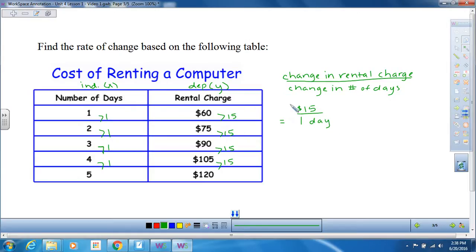Okay, so my rate of change, we can write it like this, and I think it makes sense to write them as unit rates. So 15 over 1, keeping it over 1. Or we could say it increases by $15 a day. So what we have is good.